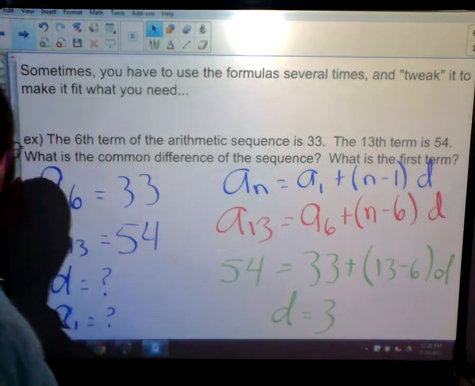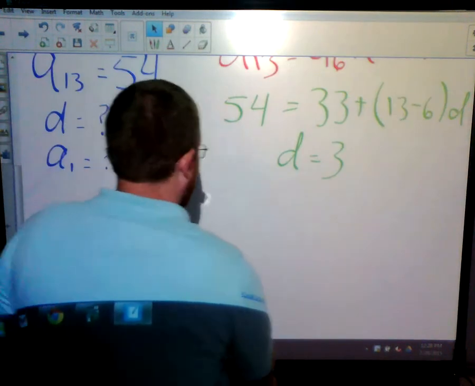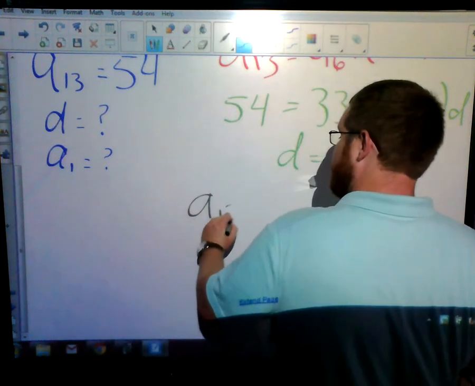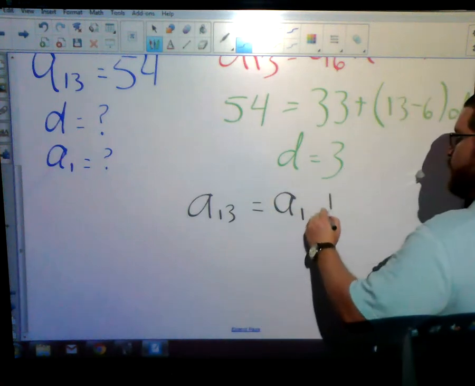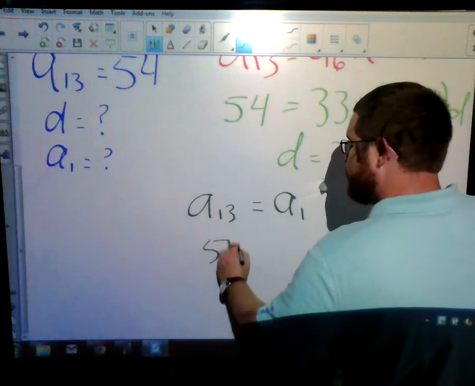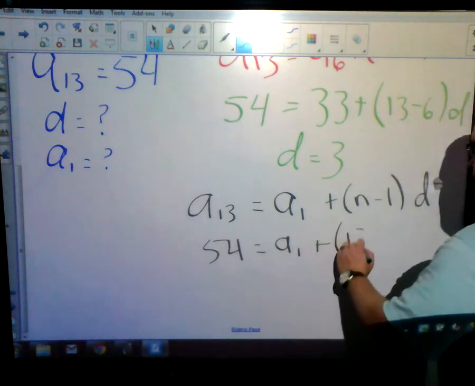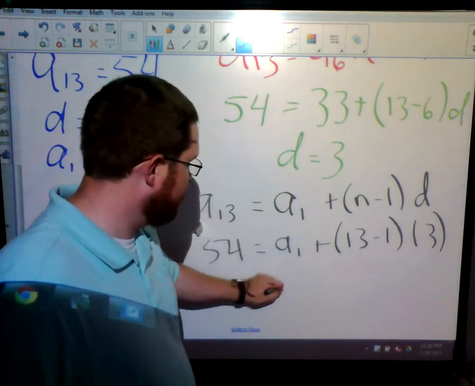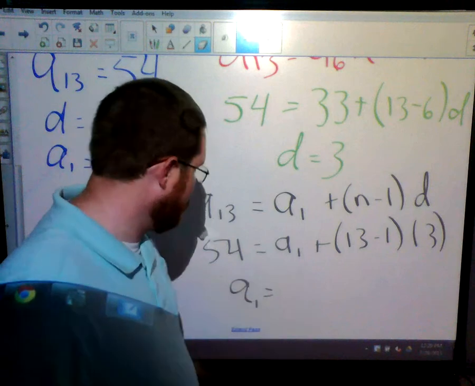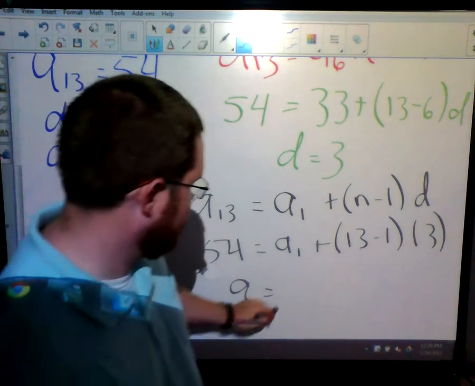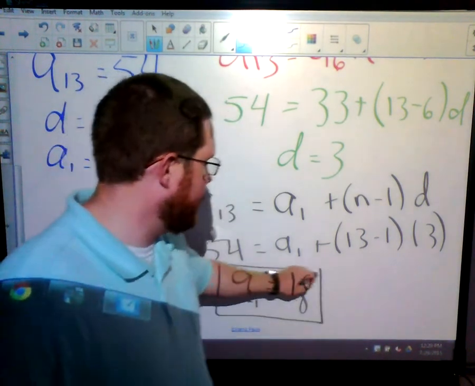Now I'm going to use the formula again with one of the things that I know. I'm going to say that a sub 13 equals a sub 1 plus n minus 1 times d. So that's 54 equals a sub 1 plus 13 minus 1 times 3. The only thing I don't know is a sub 1. A sub 1 equals, so 54 minus 36 is 18. And there's the two pieces of information I didn't know.